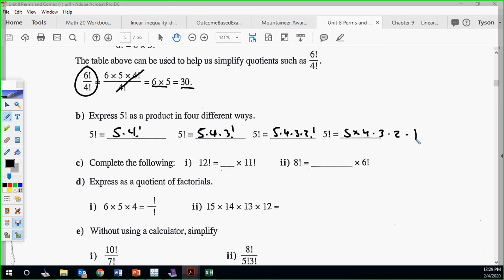I think it's in math, stat, number 4, I believe. Prob, sorry, you're right, thank you. Prob, number 4. Okay, so complete the following. 12 factorial is equal to 12 times 11 factorial. 8 factorial is equal to 8 times 7 times 6 factorial.